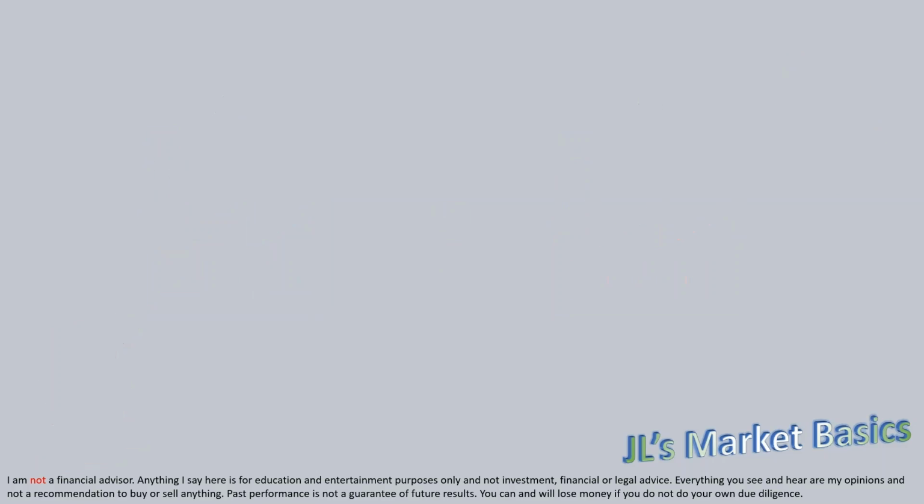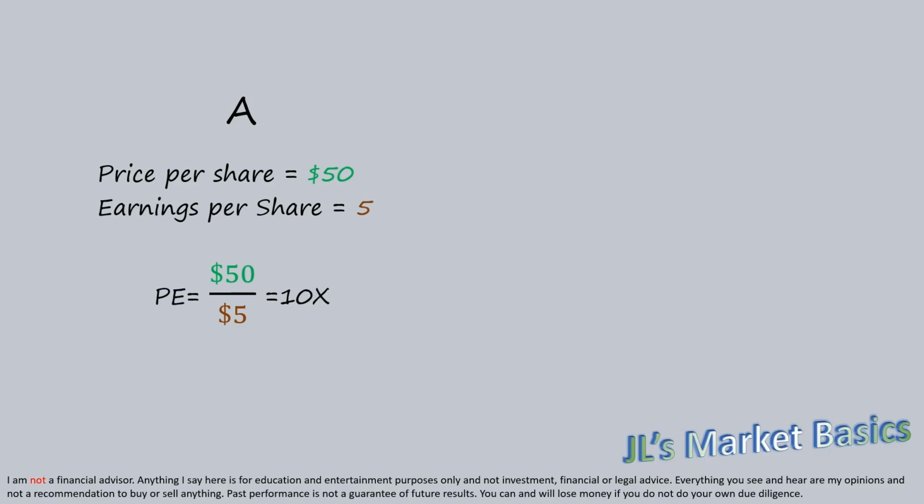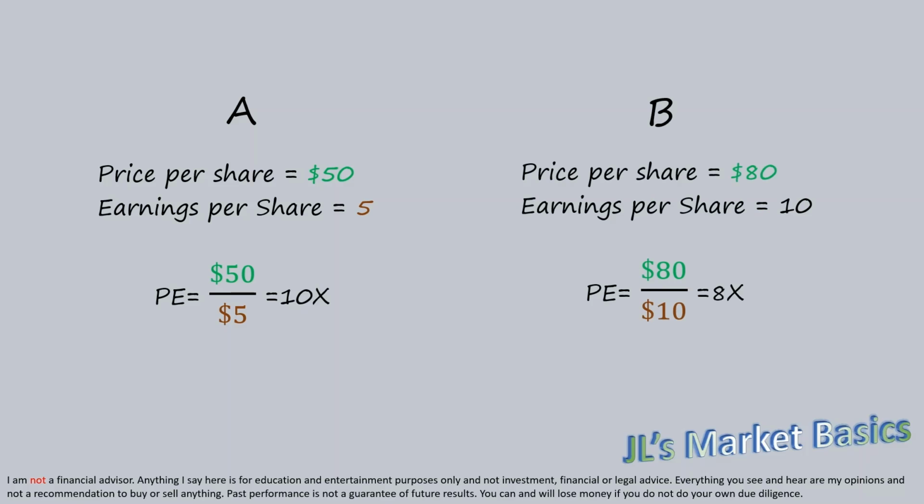For example, you have two companies and they both make chairs. If company A has a share price of $50 and an EPS of 5, its PE ratio is 10. And if company B has a share price of $80 and an EPS of 10, its PE ratio is 8. This means company B might be a better investment because it represents greater value from a PE perspective.